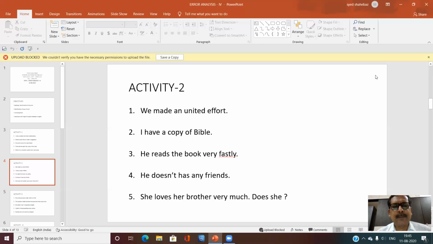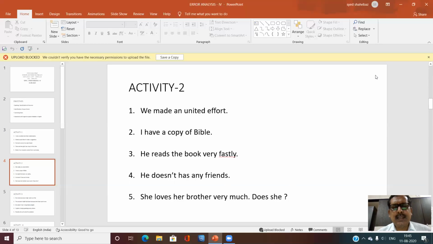Third sentence. He reads the book very fastly. So fastly is an adverb, but here adverb is not required. Just adjective is enough. He reads the book very fast. This is a more appropriate word. Fast is more appropriate word in this sentence.